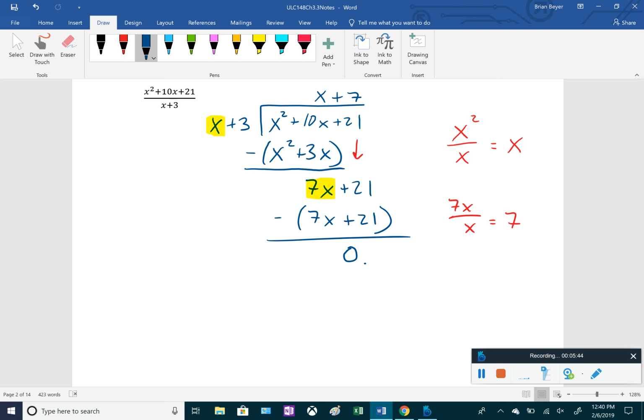a remainder of 0. So what this means, once we get into the factor theorem, we'll see this again. This means that x plus 3 was actually a factor of x squared plus 10x plus 21. So it goes in nice and evenly.